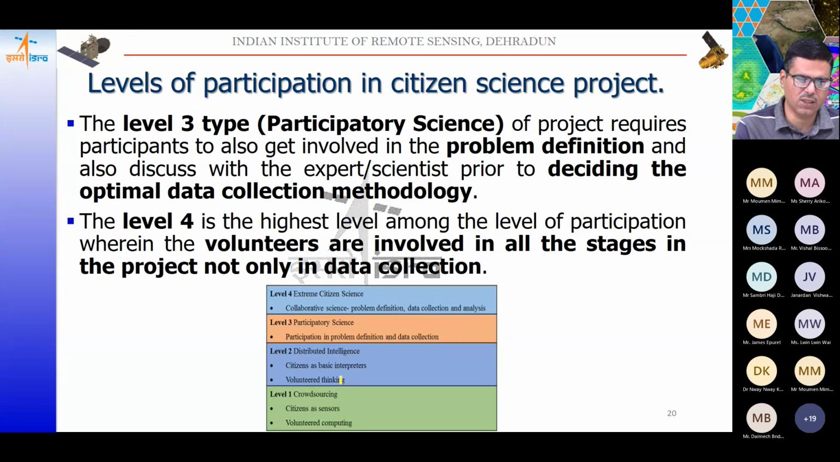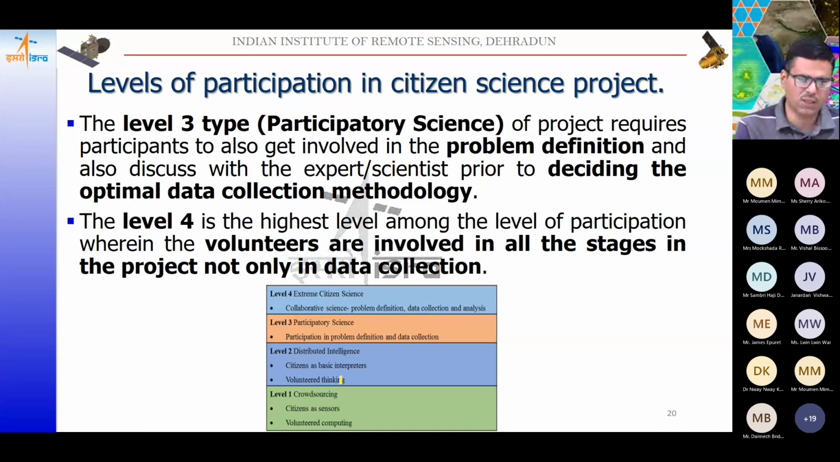data collection. Level 4, which is called extreme citizen science. Here, the volunteers are involved in all the stages of the project. So not only in the data collection, but from the problem definition to data collection to also the analysis. So here he's working more like a member of the team, not only from the collection of the data or interpretation, but is involved in each and every aspect of the project.